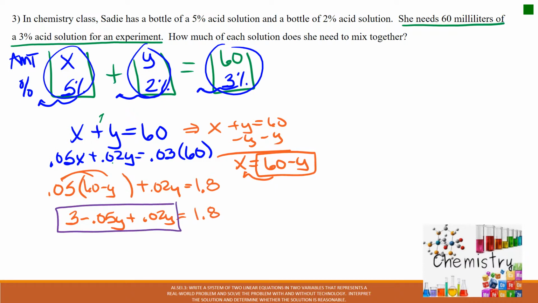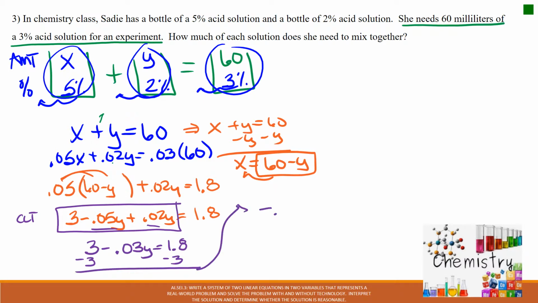Famous purple combine like terms pen. I'm going to put those Y's together. I'm going to have 3 minus 0.03Y is equal to 1.8. Subtract 3. I'm moving over here. I get negative 0.03Y equals negative 1.2. You know what? I just did that in my head, and we all know I make a lot of mistakes. Oh, it was right. Yay.